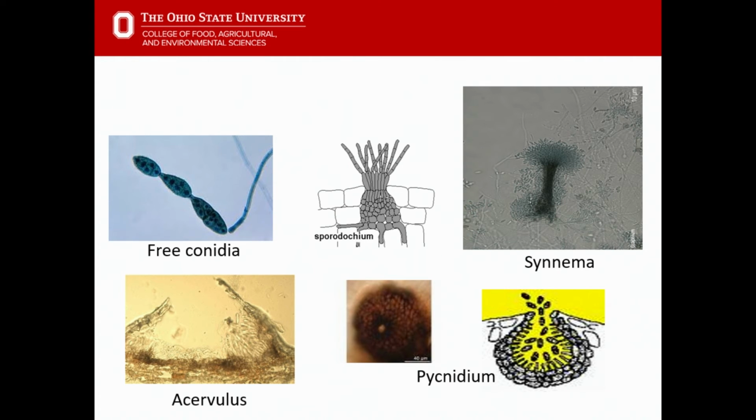The acervulus is an erumpent, cushion-like fruiting body containing conidiophores and conidia. These conidia are also mainly dispersed by water splash.